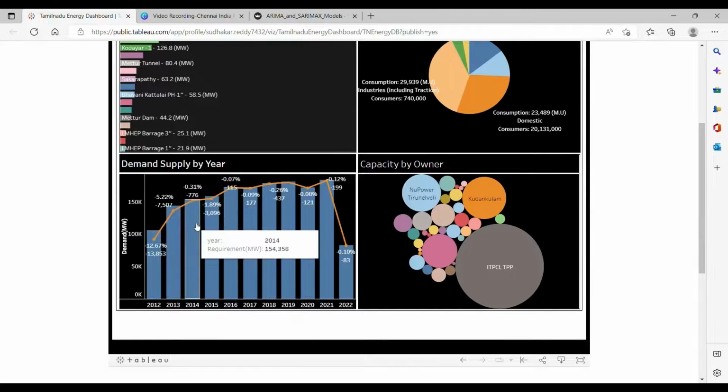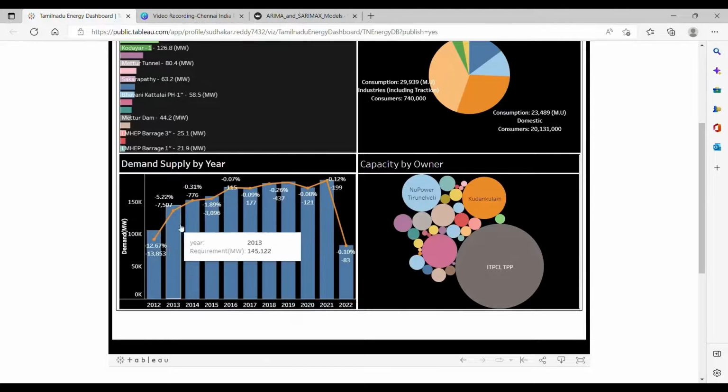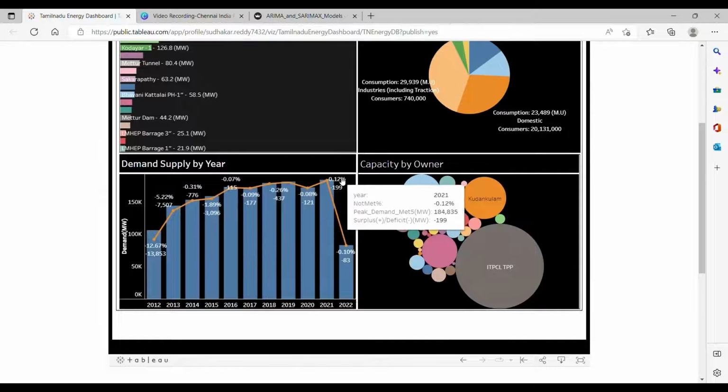This is the demand and supply year-wise details. So we could see the demand is steadily increasing.